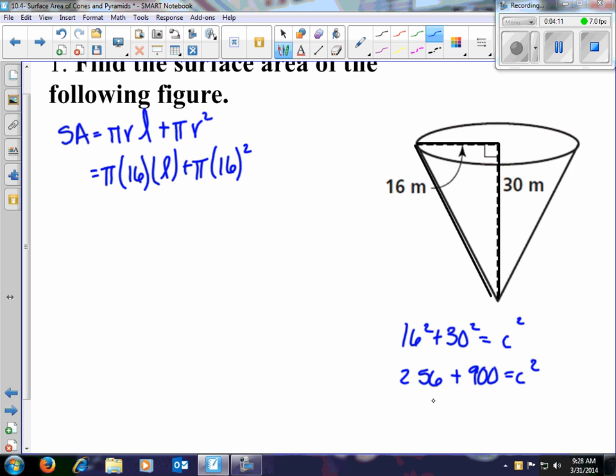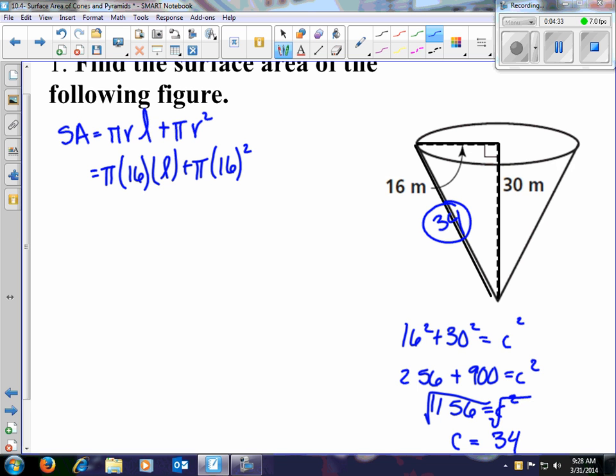So 900 plus 256 is 1,156, which is equal to c squared. Take the square root of both sides. If you take the square root of 1,156, you get c is equal to 34. So 34 is out here, and this is also my slant height.